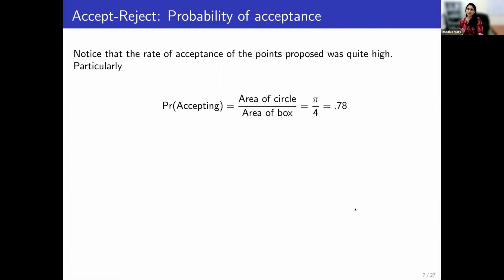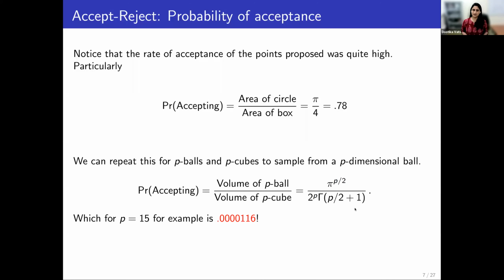It's the area of the circle divided by the area of the box, which turns out to be now pi over 4, which is 0.78. So about 3/4 of the points, 3 out of 4 of the points that I propose will be accepted, right? And 1/4 of the points will be rejected. So that's not that bad, right? That's not that bad in terms of how we're doing. Let's push this idea a little bit.